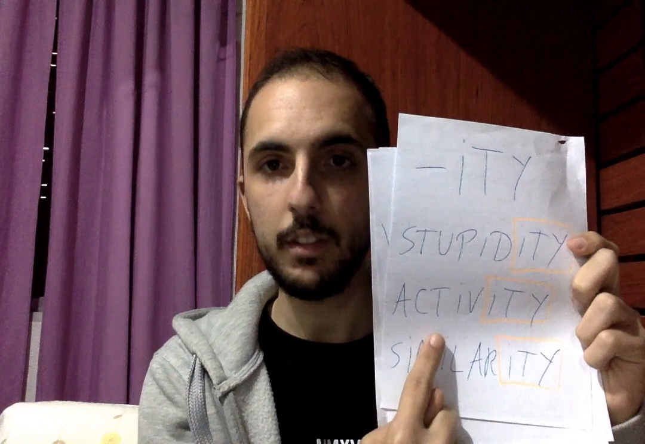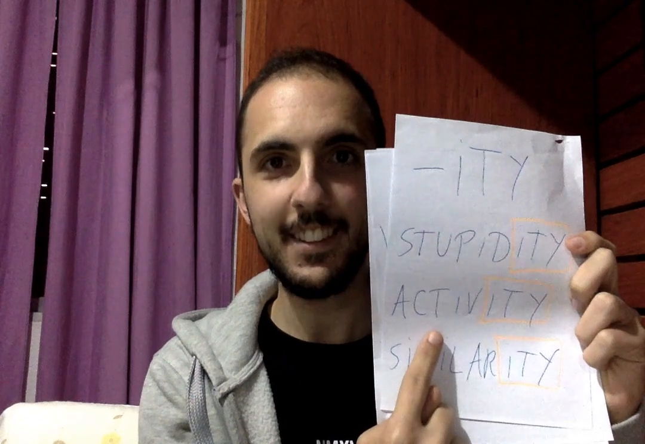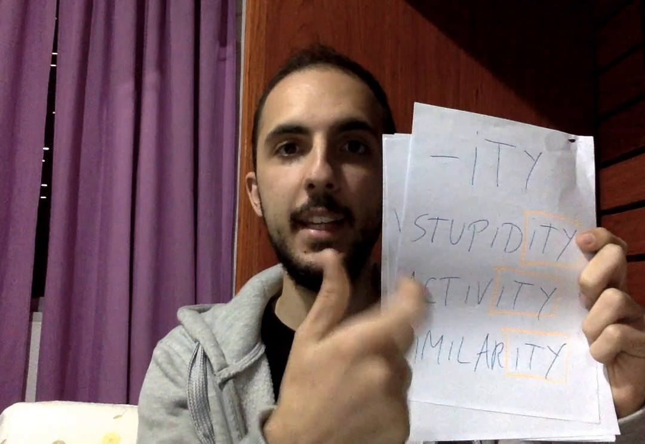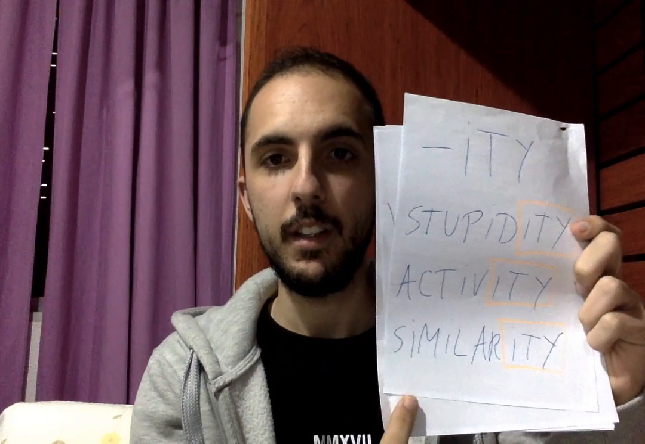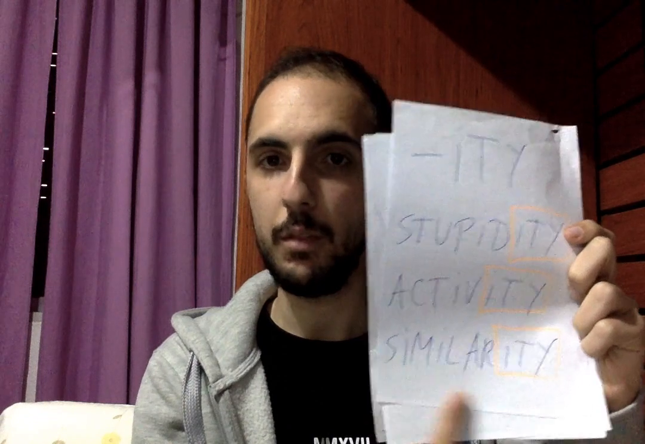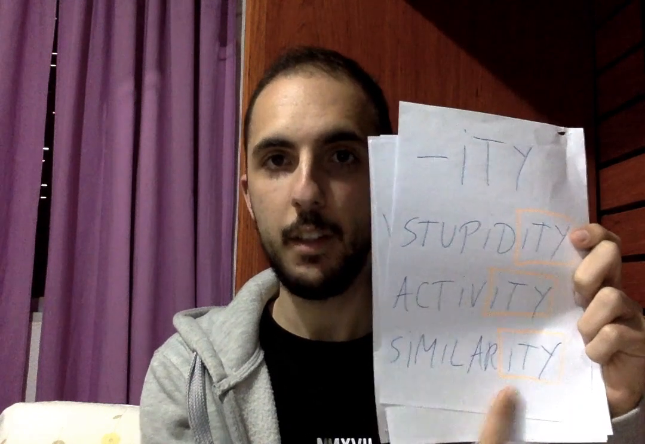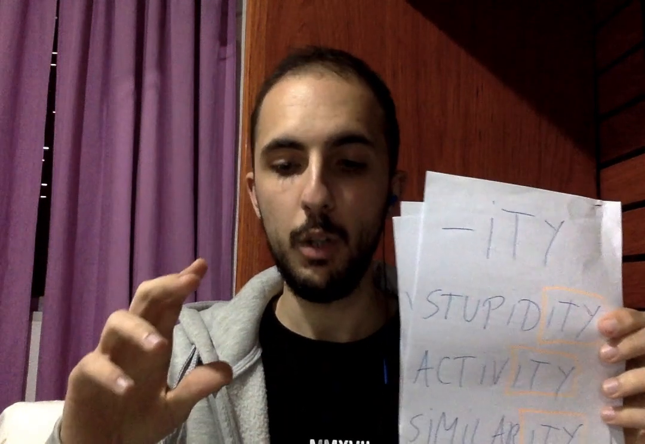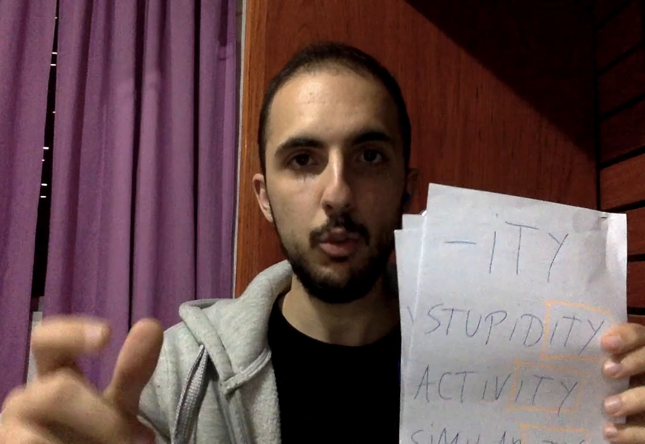Active is an adjective. So now, when you add activity, you're making it a noun. Similar, another adjective, then similarity, it's a noun. So we use these. I'm bringing you here all these examples used to change an adjective to a noun.